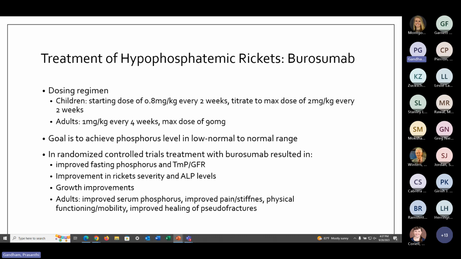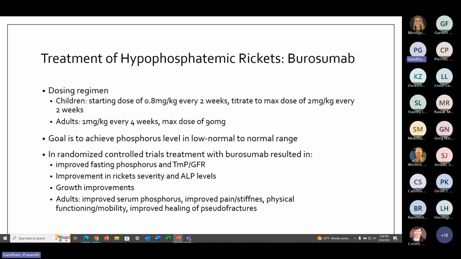In adults, there was a 24-week randomized double-blind placebo-controlled trial in adults with XLH and chronic pain, and it demonstrated improvements in serum phosphorus. Bone turnover markers increased, and there were improvements in pain, stiffness, physical function, and mobility. At baseline, about half of the patients in both groups had active fractures or pseudofractures. After burosumab, about 43% of the active fractures or pseudofractures had healed completely by week 24, compared to only about 7.7% who had full healing in the placebo group.